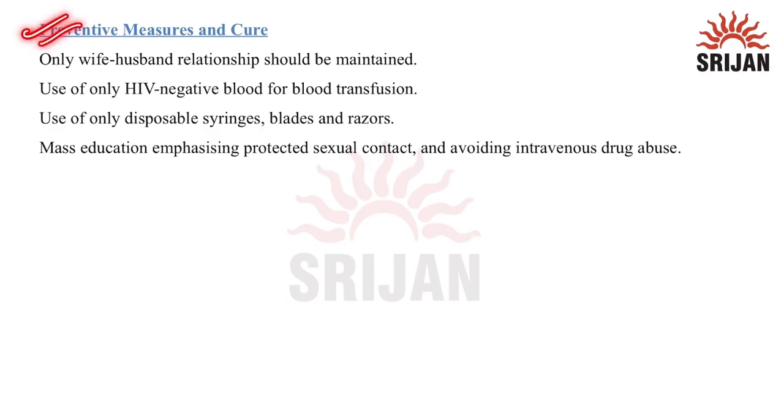Now, the preventive measures and cure. One should always maintain a wife-husband relationship. If you go from one sexual partner to another, there is more probability of getting infected by the HIV virus. Use only HIV negative blood for transfusion, and use only disposable syringes, blades, and razors. Mass education emphasizing protected sexual contact by using condoms and avoiding intravenous drug abuse.